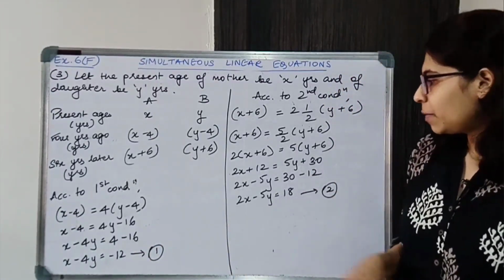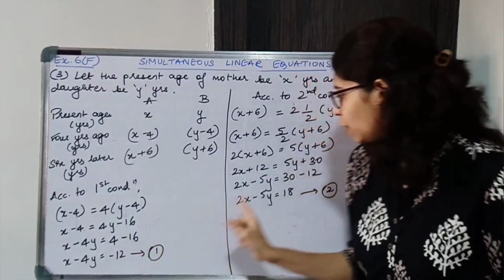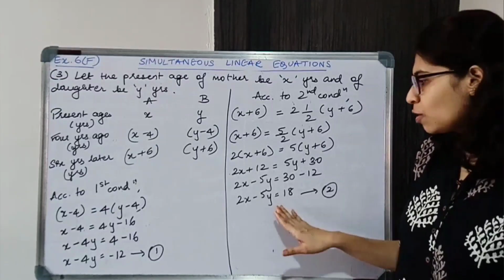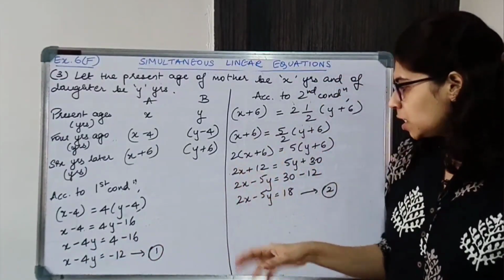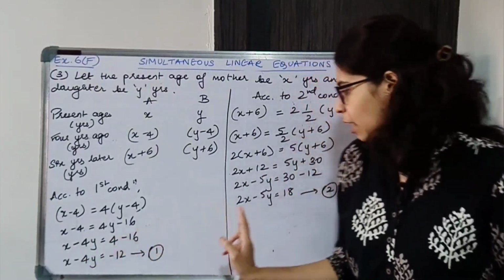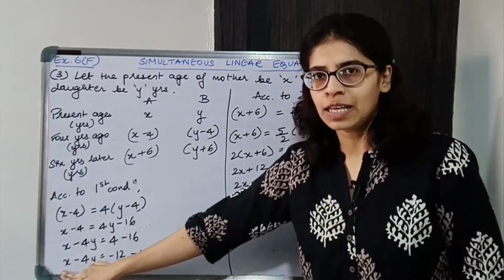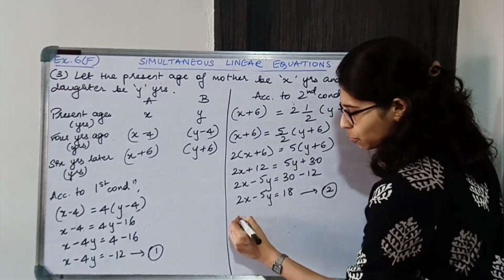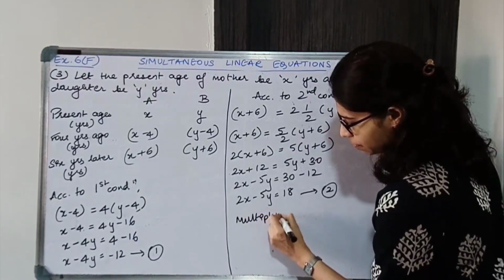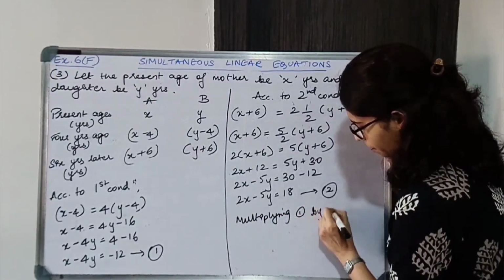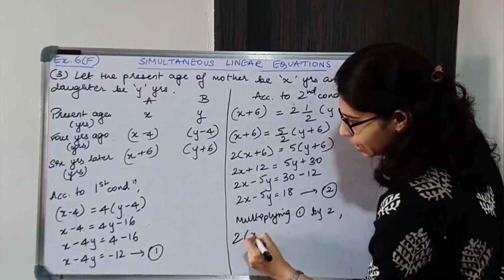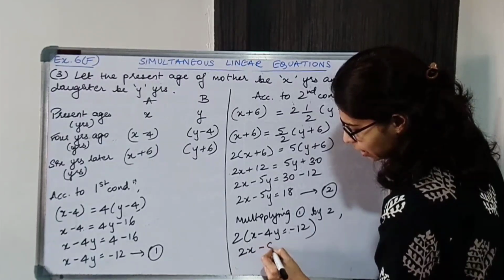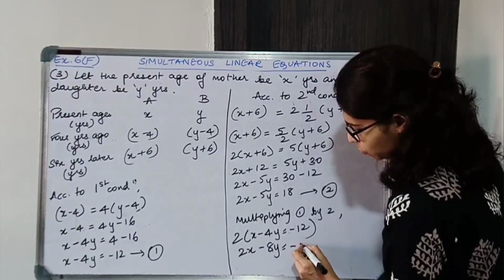So over here you can make coefficient of y same. Okay, for that you have to take LCM of 4 and 5. So you have to multiply both the equations separately. This you have to multiply by 4, this by 5. Instead, let's make the coefficient of x same. Here there is 2x, here only x, that is 1x. So you just have to multiply by 2. So let us multiply this by 2. So multiplying 1 by 2, 2 into x minus 4y is equal to minus 12. So 2x minus 2 4s are 8y is equal to minus 12 2s are 24.